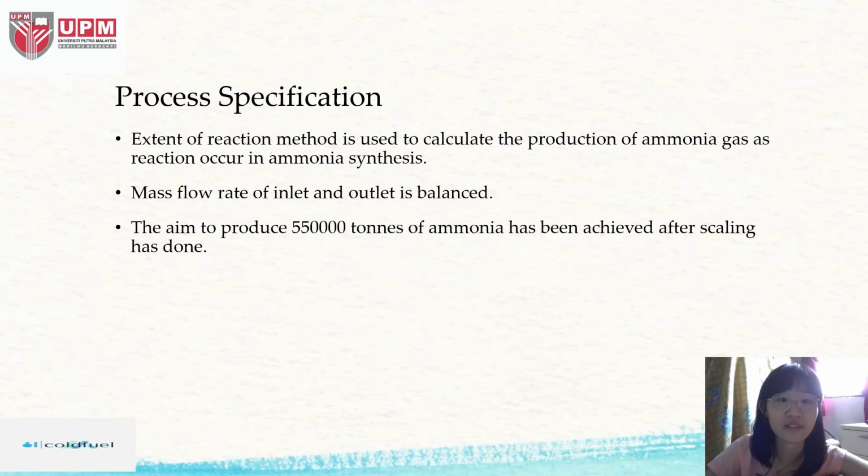The extent of reaction method is used to calculate the production of ammonia synthesis as the reaction occurs. So the mass flow rate of inlet is equal to outlet. The aim to produce 550,000 tons of ammonia has been achieved after scaling has been done. Okay, thank you.